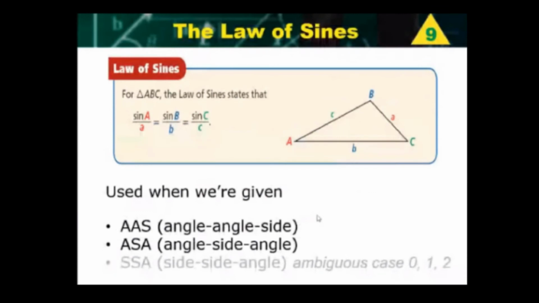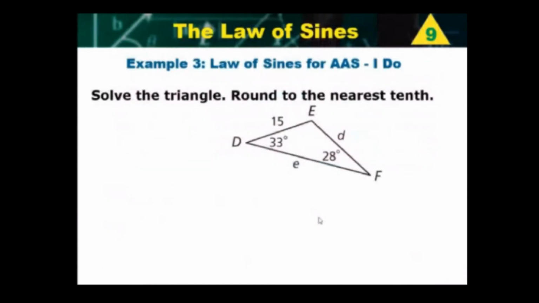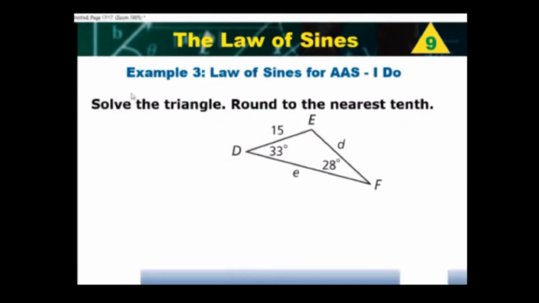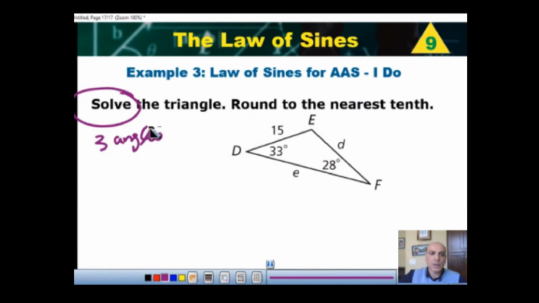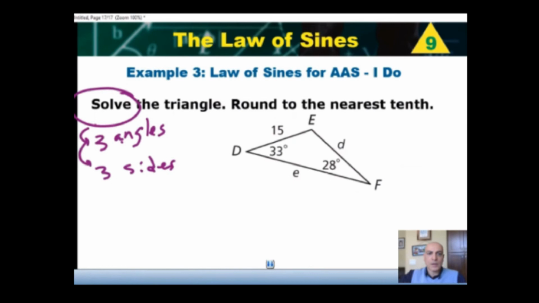Anyways, here we go. This says use the law of sine to solve. The word solve here means you need to come up with 3 angles and 3 sides. That's the word solve. Solve means you come up with 3 angles and 3 sides. All right. So that's what we're going to do. I'm going to start with the first one.